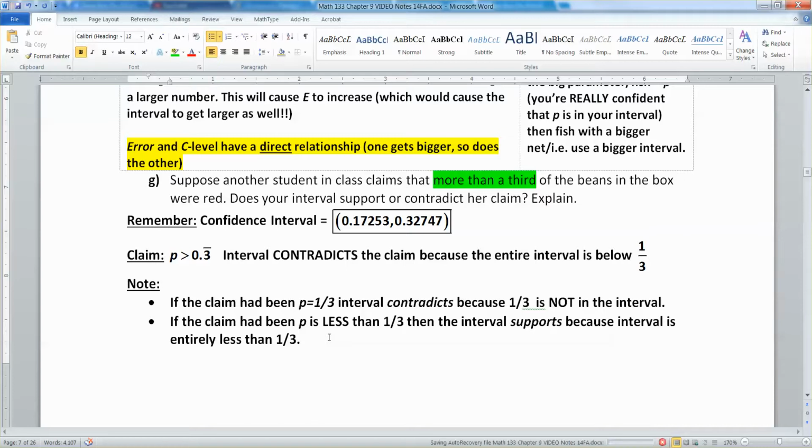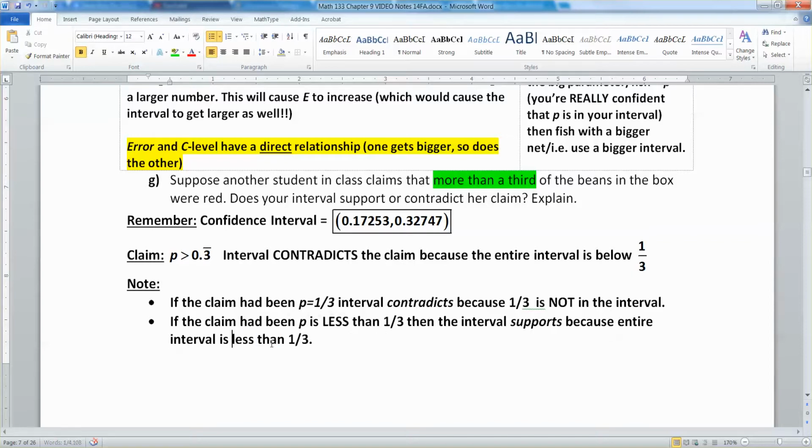All right, so let me go back to what I was saying before. Sorry. If the claim had been P was equal to a third, then the interval contradicts that claim because a third is not in that interval. So they say it's greater than a third, no good. This interval is not greater than a third. They say it's equal to a third, no good. A third is not in this interval. What if they had said it's less than a third? Well, then the interval supports it because the entire interval is less than the third.